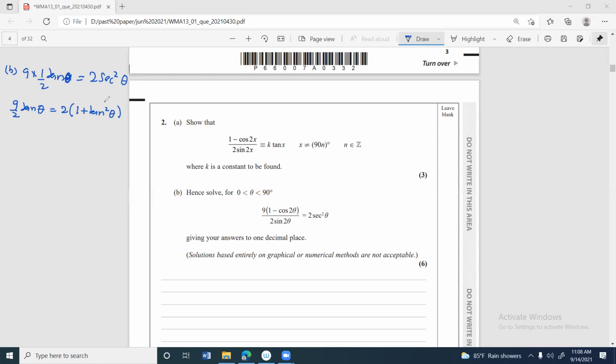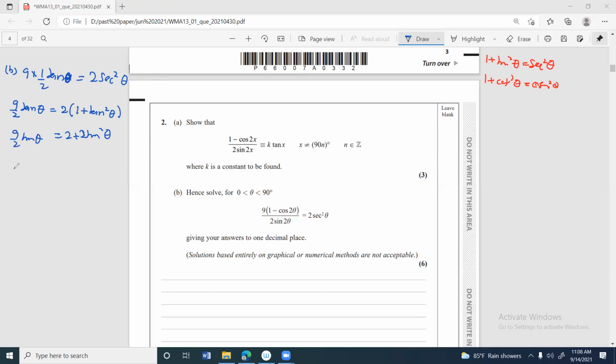Instead of sec squared, you know that the relevant formulas are 1 plus tan squared theta equals sec squared theta, and 1 plus cot squared theta equals cosec squared theta. Those are the two formulas we are familiar with for this kind of simplification. So you can write 2 plus 2 tan squared theta equals 9 over 2 tan theta.